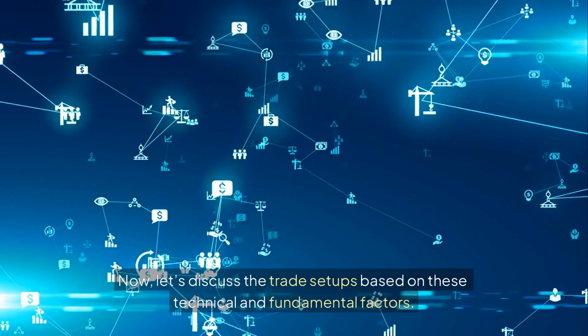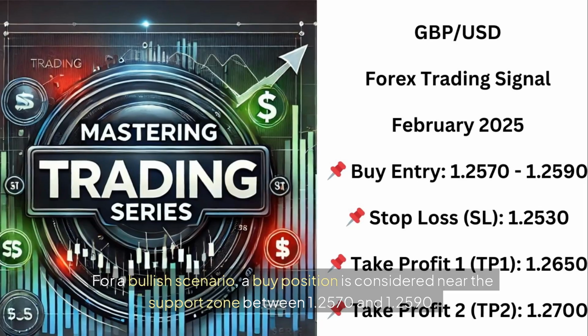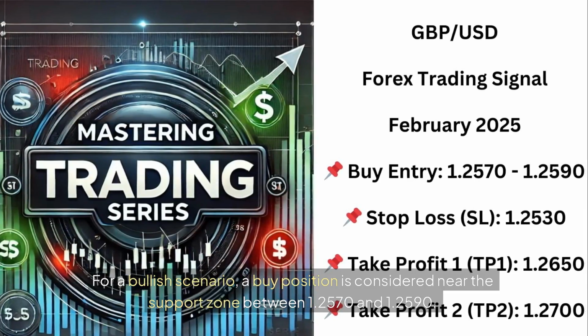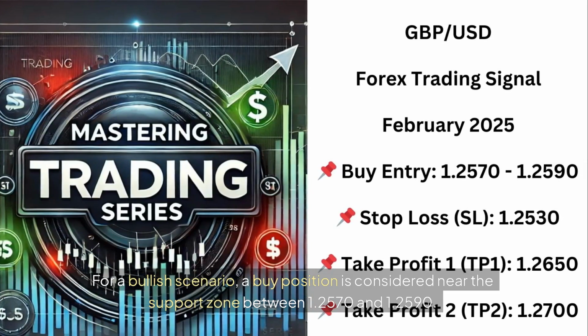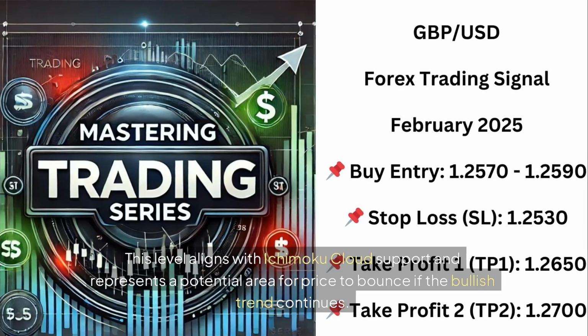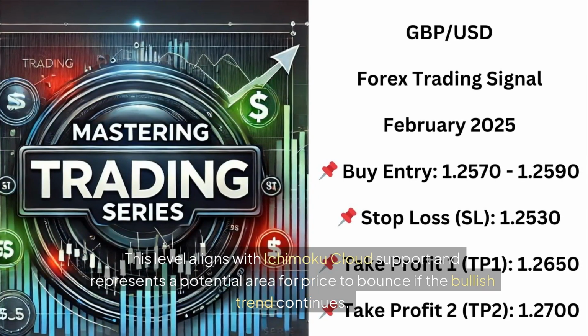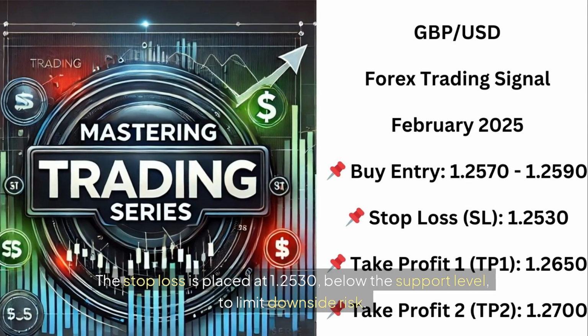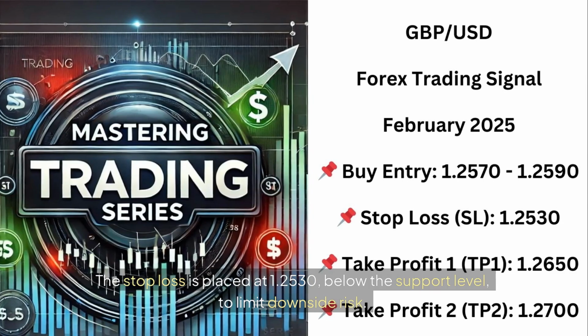Now, let's discuss the trade setups based on these technical and fundamental factors. For a bullish scenario, a buy position is considered near the support zone between 1.2570 and 1.2590. This level aligns with Ichimoku Cloud support and represents a potential area for price to bounce if the bullish trend continues. The stop loss is placed at 1.2530, below the support level, to limit downside risk.